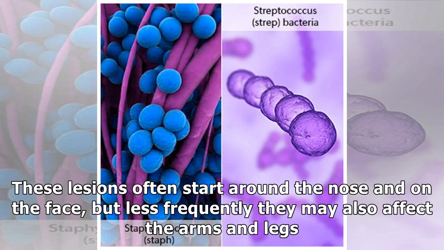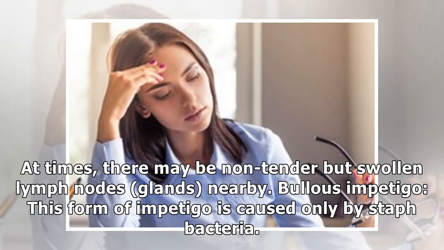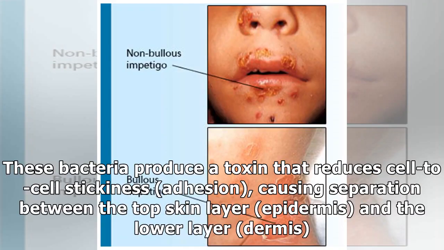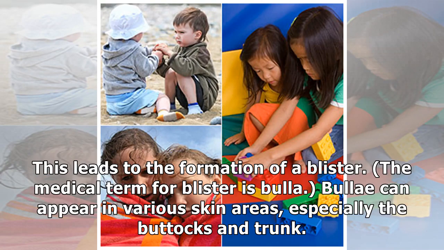These lesions often start around the nose and on the face, but less frequently they may also affect the arms and legs. At times, there may be non-tender but swollen lymph nodes (glands) nearby. Bullous impetigo. This form of impetigo is caused only by staph bacteria. These bacteria produce a toxin that reduces cell-to-cell stickiness (adhesion), causing separation between the top skin layer, epidermis, and the lower layer, dermis. This leads to the formation of a blister.